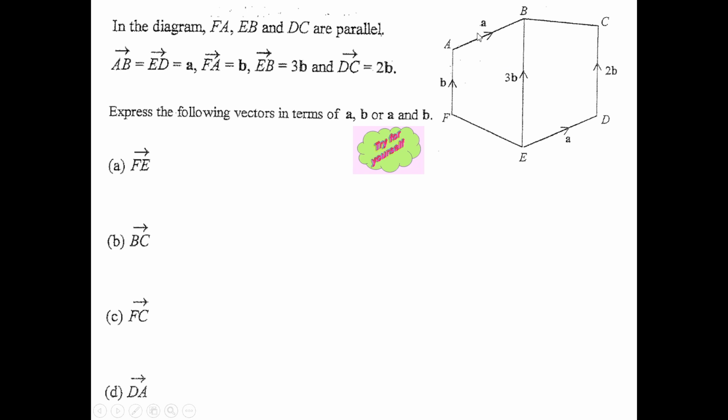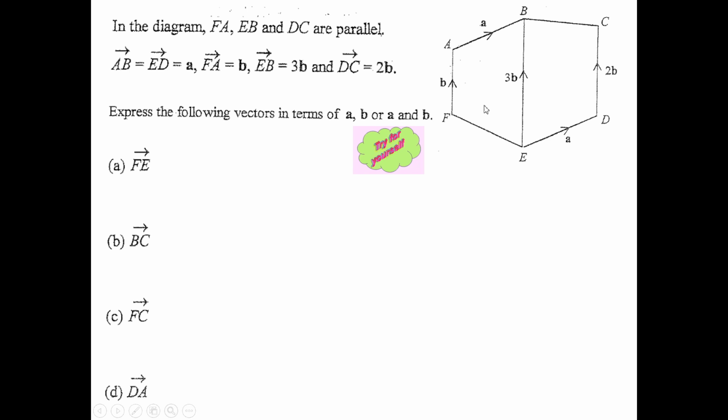So hence why it can be useful, they've also been labelled A. So vector AB is equal to ED, which is the same as A. AB, ED, they're the same vector, so we can call it bold A. Notice it's bold A. FA equals B, so where's FA? FA is this one, they've just called it B, bold B.